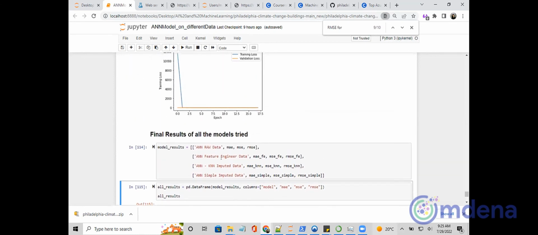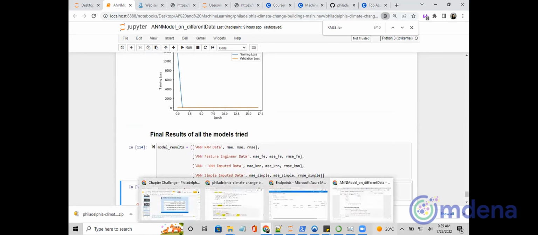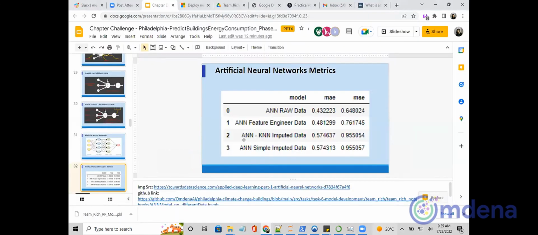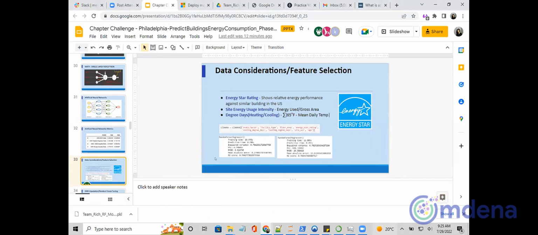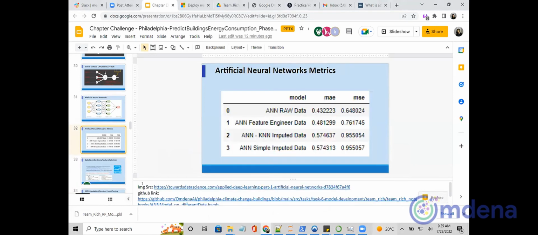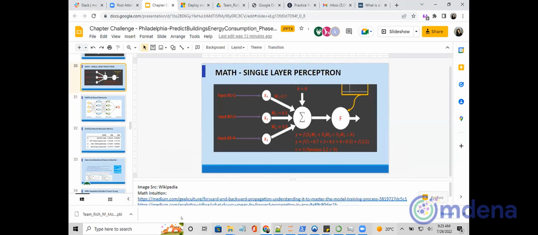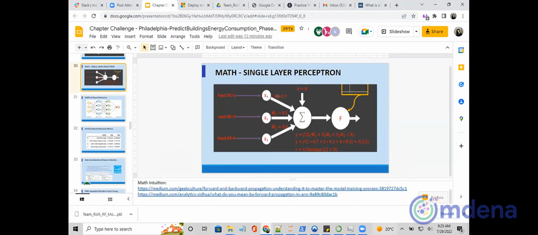Yep. Then I'll hand over to Mike. So this is what I was talking about. You can see the image source and also the GitHub link and some links which explain the mathematical intuition behind the single layer perceptron and artificial neural network basics.